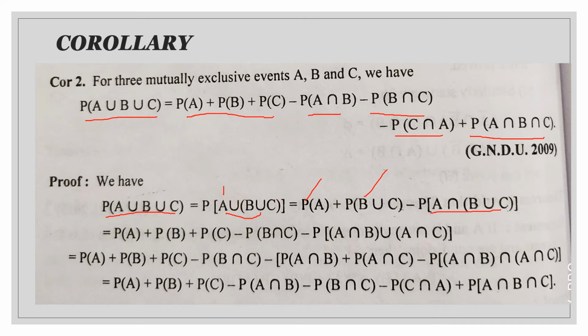Okay, so this can be written simply as P(A). Now this is a probability of two events, so we can write the previous theorem result: P(B) plus P(C) minus P(B intersection C). And on this part we have applied the distributive law: (A intersection B) union (A intersection C). This part comes from here.